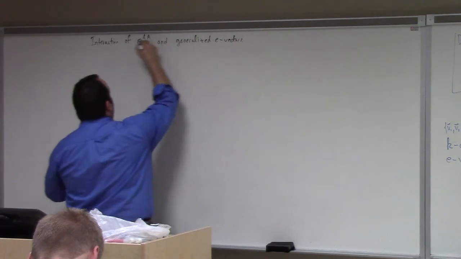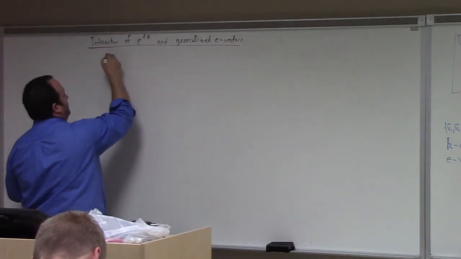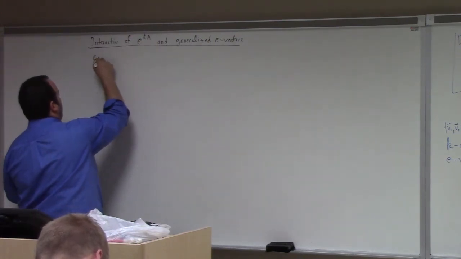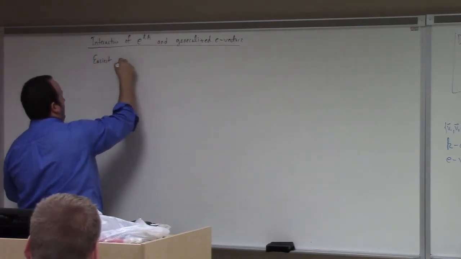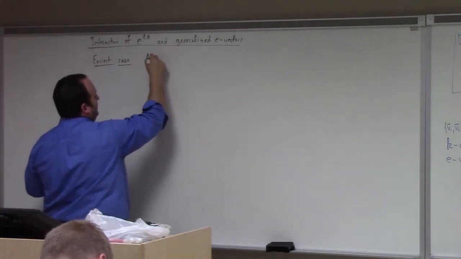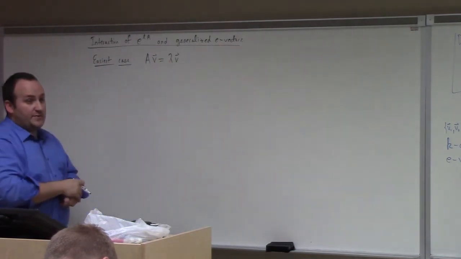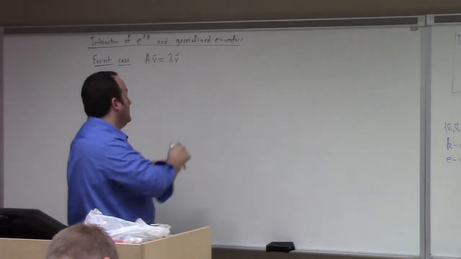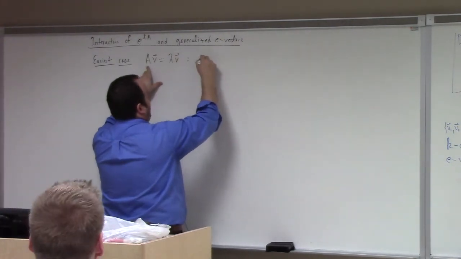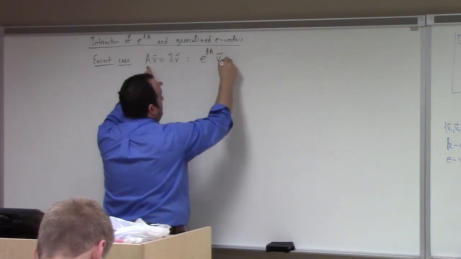I guess the first thing we should talk about is the easiest case. How about this? When we have Av equals lambda v, what happens when we hit the matrix exponential by an eigenvector? I take e to the tA times v. What's that equal to?